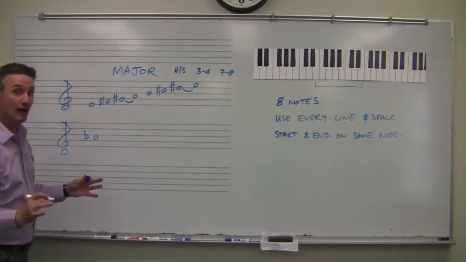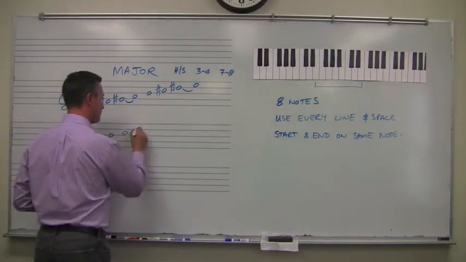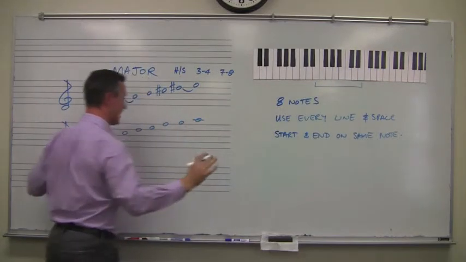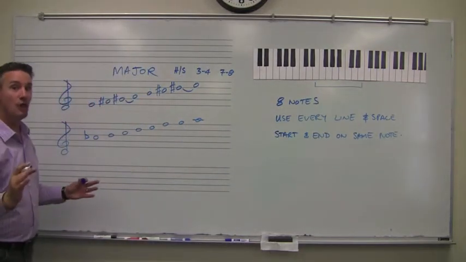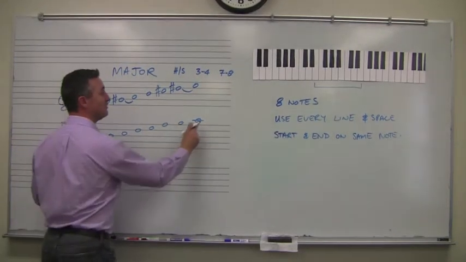If we're not careful, we'll say, okay, 8 notes, using all the lines and spaces. Great, I'm using all the lines and spaces. Fantastic, I'm ready to go. No, you're not ready to go. Because you've started on A flat, but you've ended on A natural.